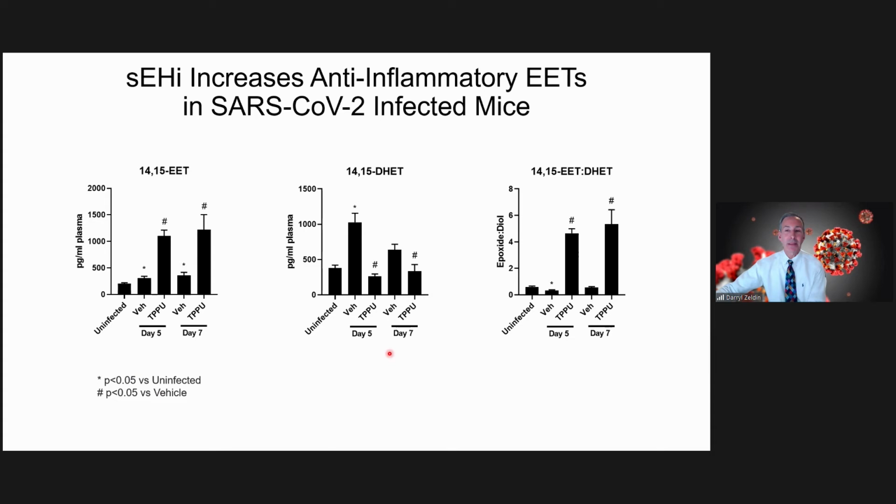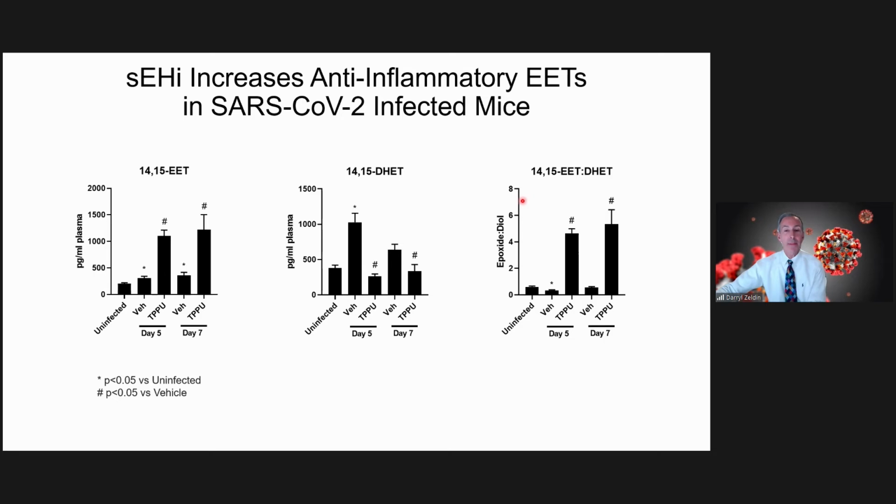Assessment of the plasma oxylipids confirmed the efficacy of SEH inhibition. Vehicle-treated SARS-CoV-2 infected mice had a small but significant increase in 14-15 EET on day 5 and on day 7, and a larger increase in 14-15 DHET on day 5 post-infection. Thus, the EET to DHET ratio was reduced significantly on day 5 post-infection, consistent with increased SEH activity.